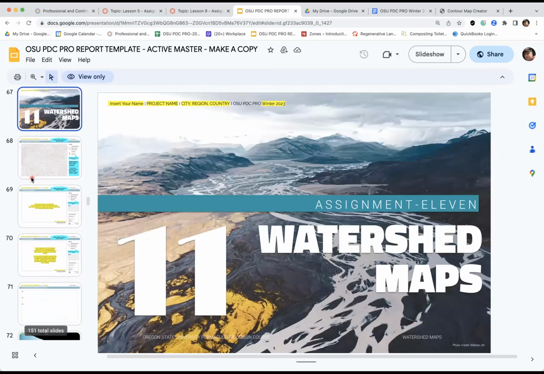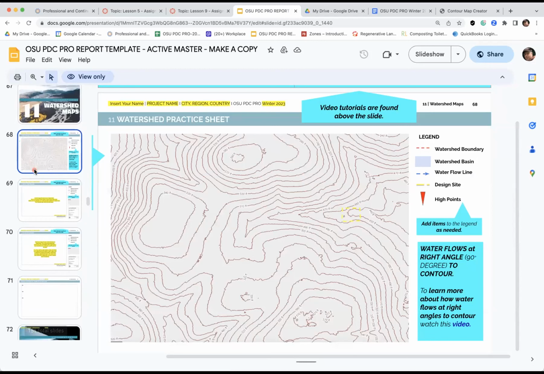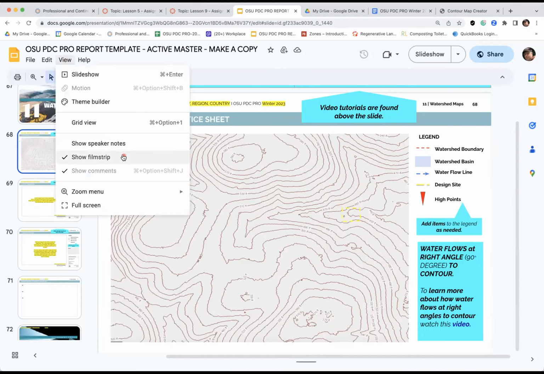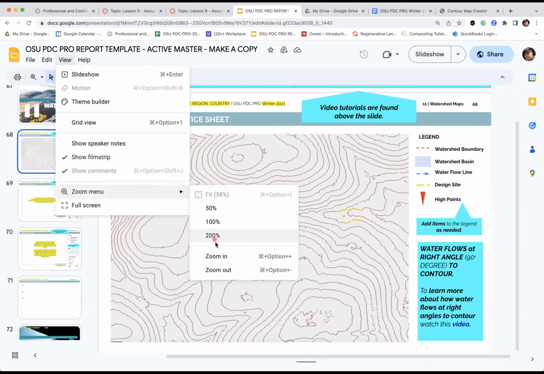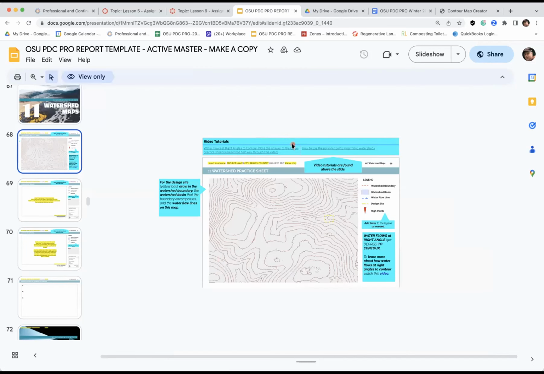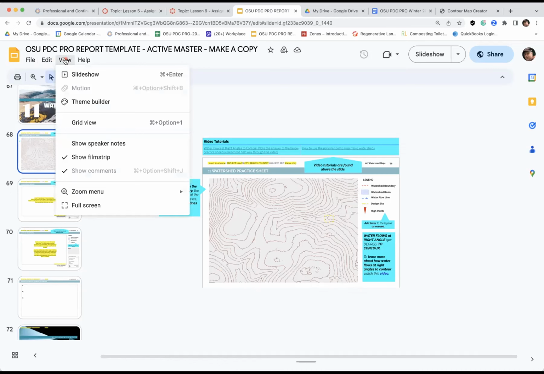And then we get to the watershed map, which is where it gets a little tricky. So we have a watershed practice sheet. Now, not only that, if you kind of zoom out a little bit here, you'll see that we have a couple of tutorials, often with the sheets, which I'm sure you have discovered. There are tutorials built into the template, and these are definitely worth taking a look at. Let me zoom back in.